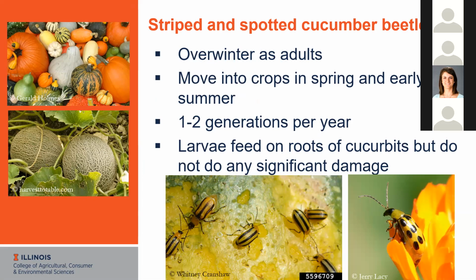And I'd also like to point out something else with cucumber beetles. The striped cucumber beetles here on the left really are only pests of cucurbits specifically. Whereas the spotted cucumber beetle on the right is also a pest of lots of other things, and it's one of the corn rootworms as well. And so that one will move to different crops.